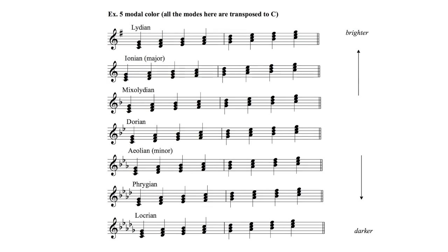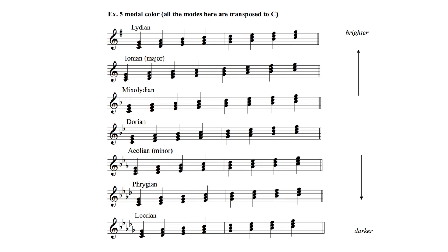Now what I'm going to do is take the same modes, but transpose them all into C. If you look at example 5, you will see that I have all the modes lined up, but going from sharps into more and more flats. I'm going to play the whole series. These are the chords, and you're going to notice how the color changes as I go down the list.